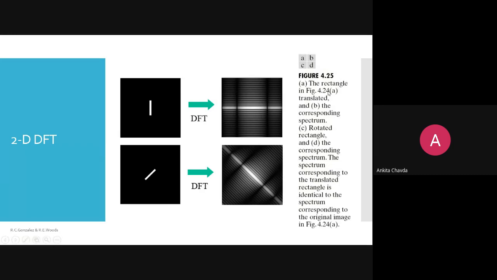So this is the rectangle in figure A, which is translated, and figure B is the corresponding spectrum. Figure C is a rotated rectangle, and figure D is the corresponding spectrum. The spectrum corresponding to the translated rectangle is identical to the spectrum corresponding to your original image. Because when we go back to the spatial domain, we rotate it again, so it would be identical to what we have given.